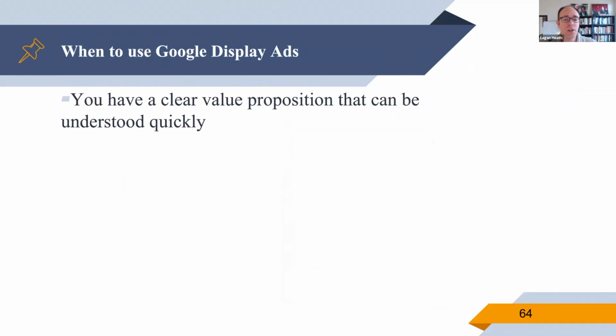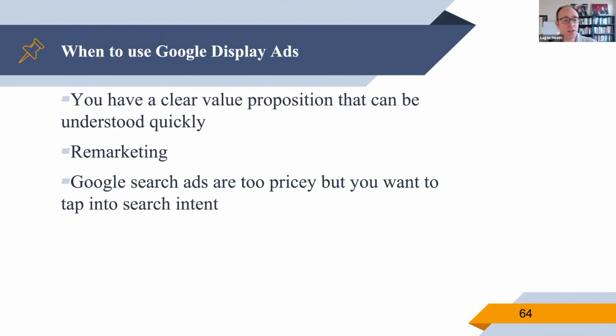So when do we use Google Display Ads? You have a clear value proposition that can be understood quickly with a visual ad. Think of these as almost like newspaper ads, except online. And you're not saying, I just want an ad in the New York Times, which would cost a fortune. You're saying, I want my ad to show to people in the New York Times who recently searched for senior living or whatever it is. So that's just extremely valuable. And you can have a little ad, gets people to click to your site, and you only pay per click.